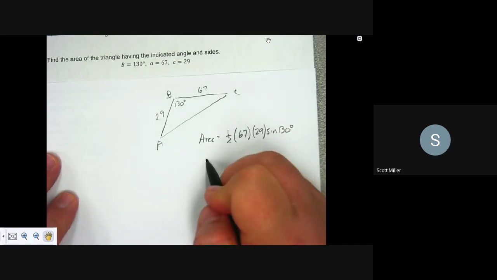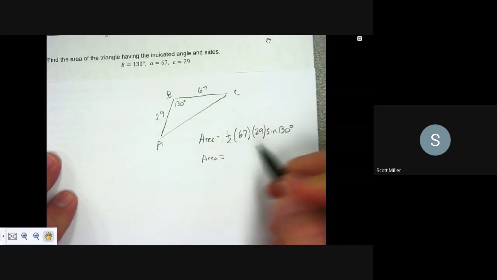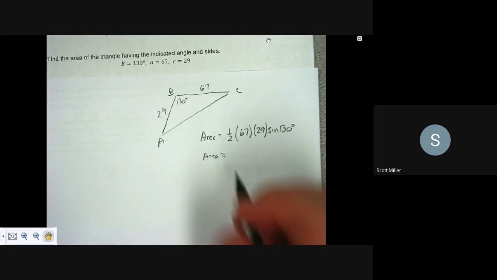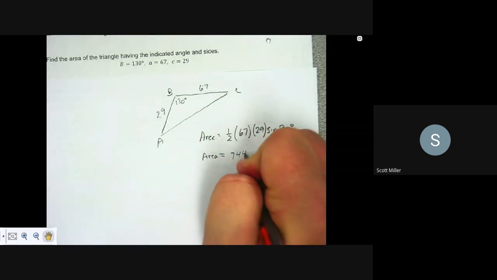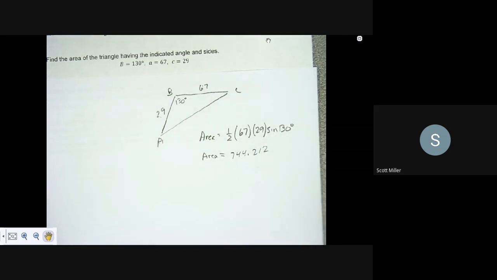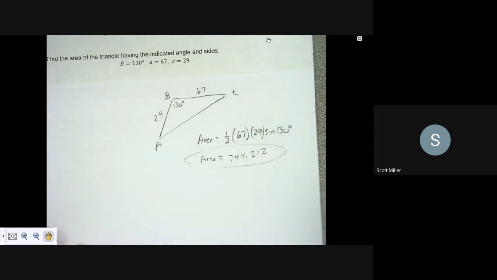And then you can give me the area on your calculator. And again, round it to 3 decimal places. So 0.5 times 67 times 29 times the sine of 130. And I get 744.212. And if there's units involved, then we would do units. I didn't do any units in here, so we can just leave it just like that. But it's an area, so it would be square units.